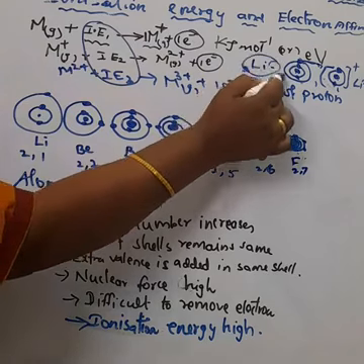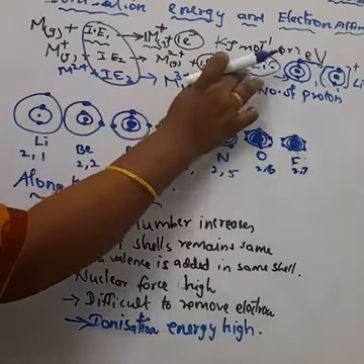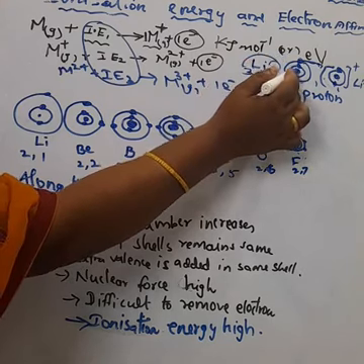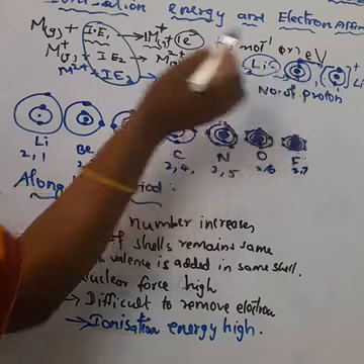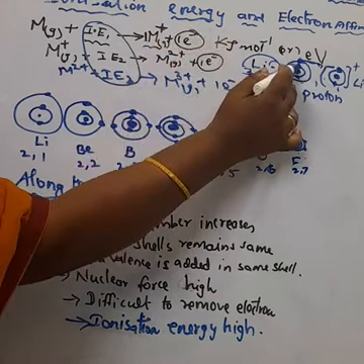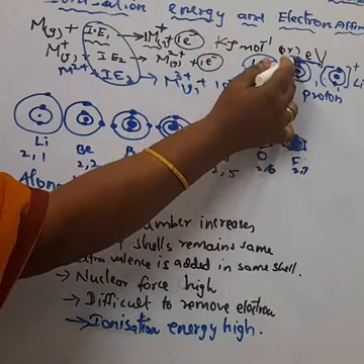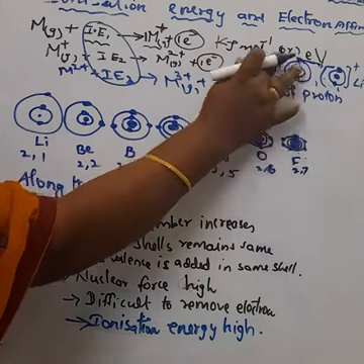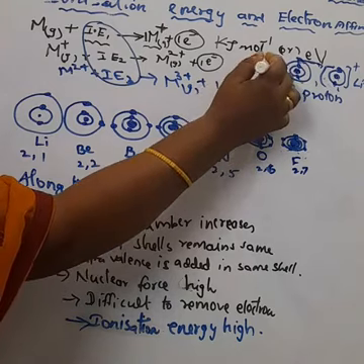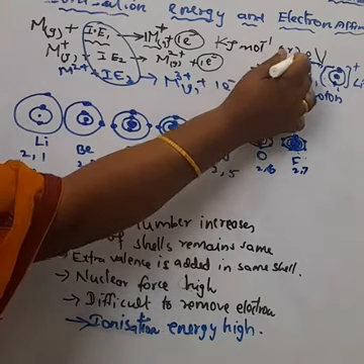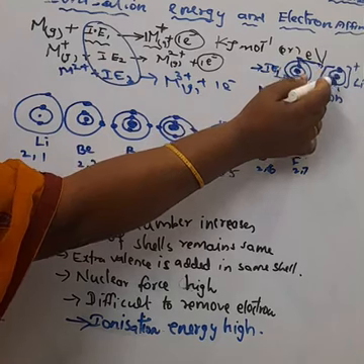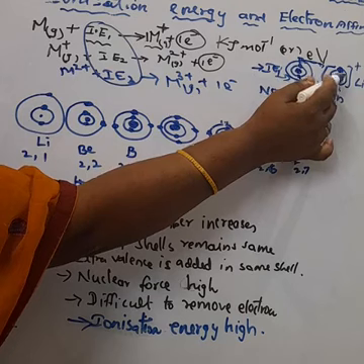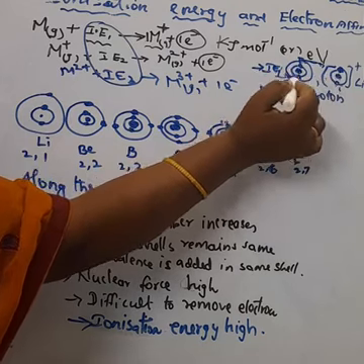For example, lithium, atomic number 3. This is the nucleus, with protons and neutrons present in the nucleus. First shell 2 electrons, second shell 1 electron. We are giving the first ionization energy, so we will remove the electron from the outermost shell. Now here only one shell is there. This is the neutral atom, and this is the cation, lithium cation.